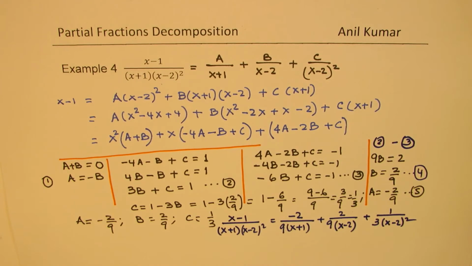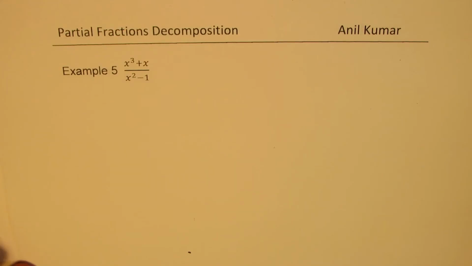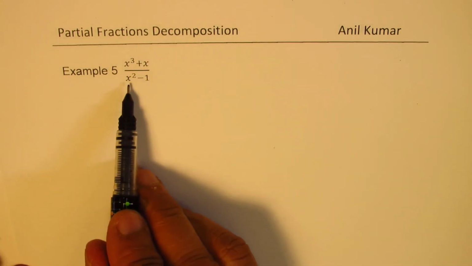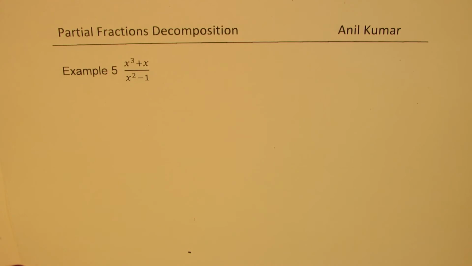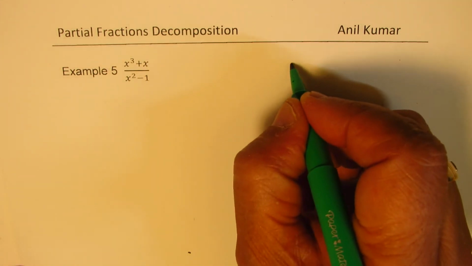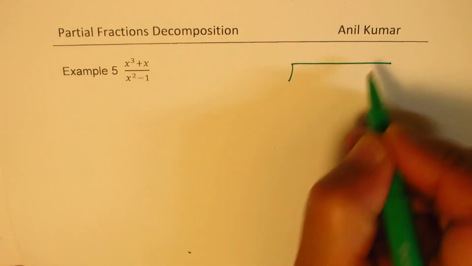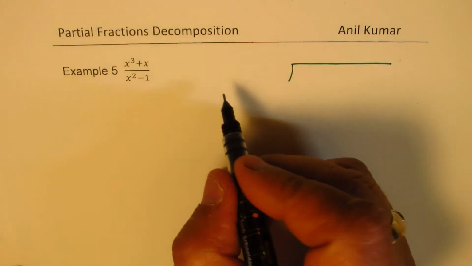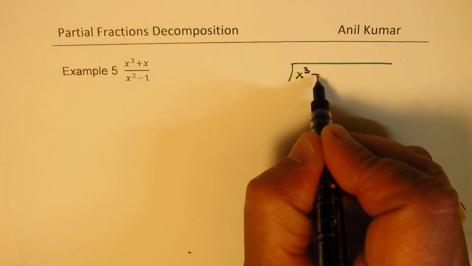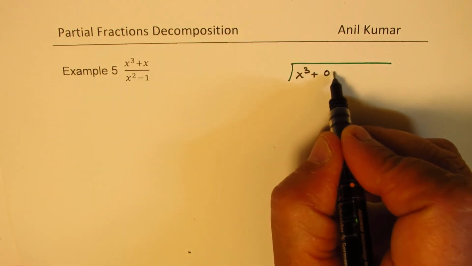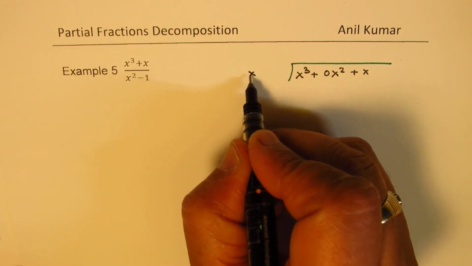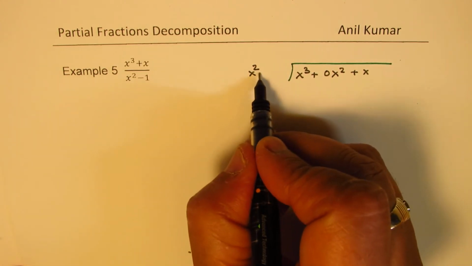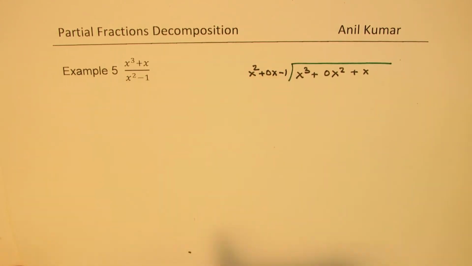Now let's take up other examples where the degree of the numerator is higher. Example number 5, x cubed plus x over x squared minus 1. The degree of the numerator is 1 higher, so we could divide, right? So let's divide the numerator by the denominator. The numerator is x cubed. Since x squared is missing, we'll write 0x squared plus x. And we have to divide by x squared, and here also x is missing, so we'll write 0x minus 1.